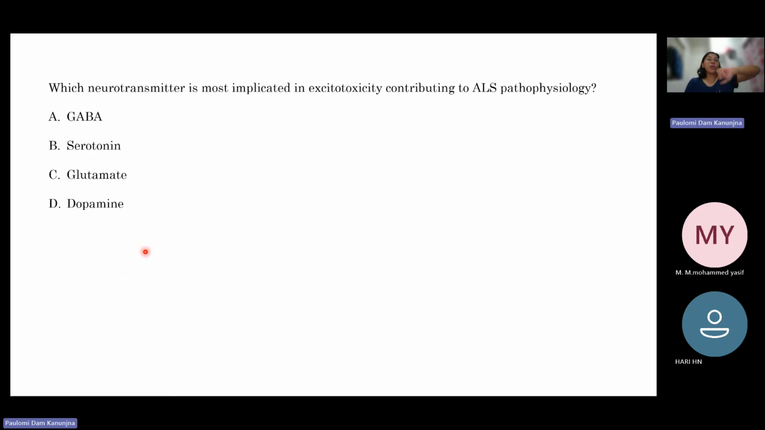Okay. Now we have spoken about neurotransmitters in all of these, right? Now, which neurotransmitter is responsible for ALS pathophysiology? So we know about acetylcholine, we know about dopamine. Which one is responsible for ALS?